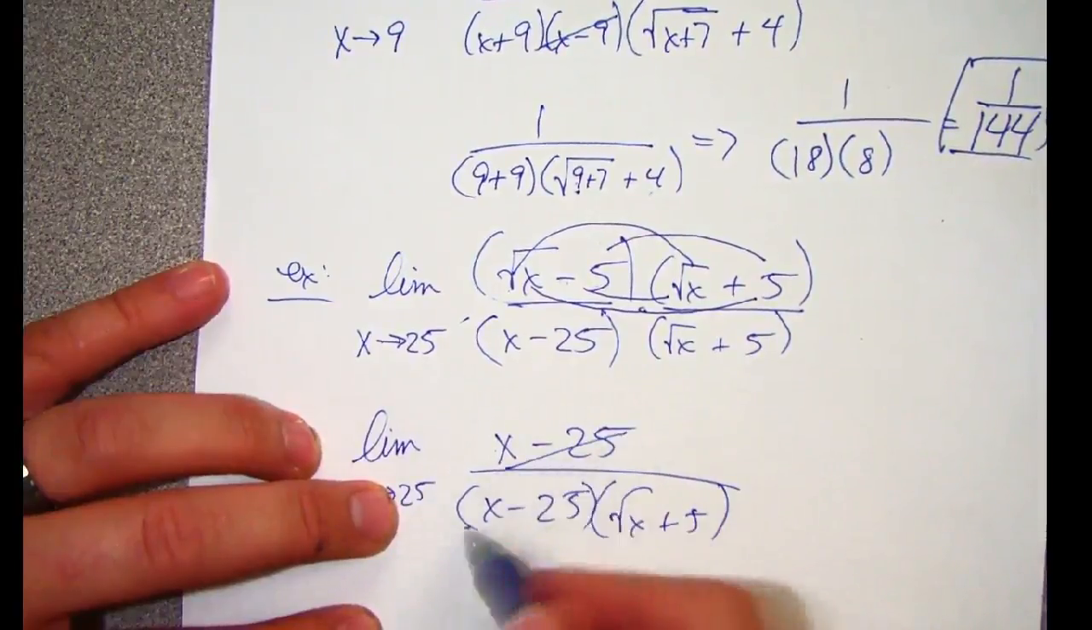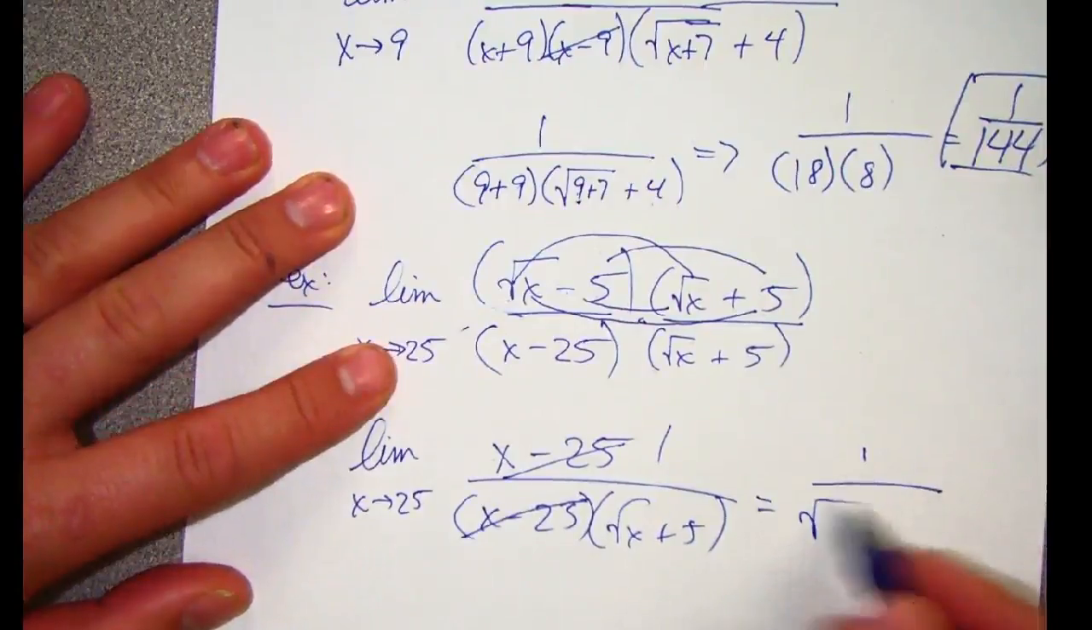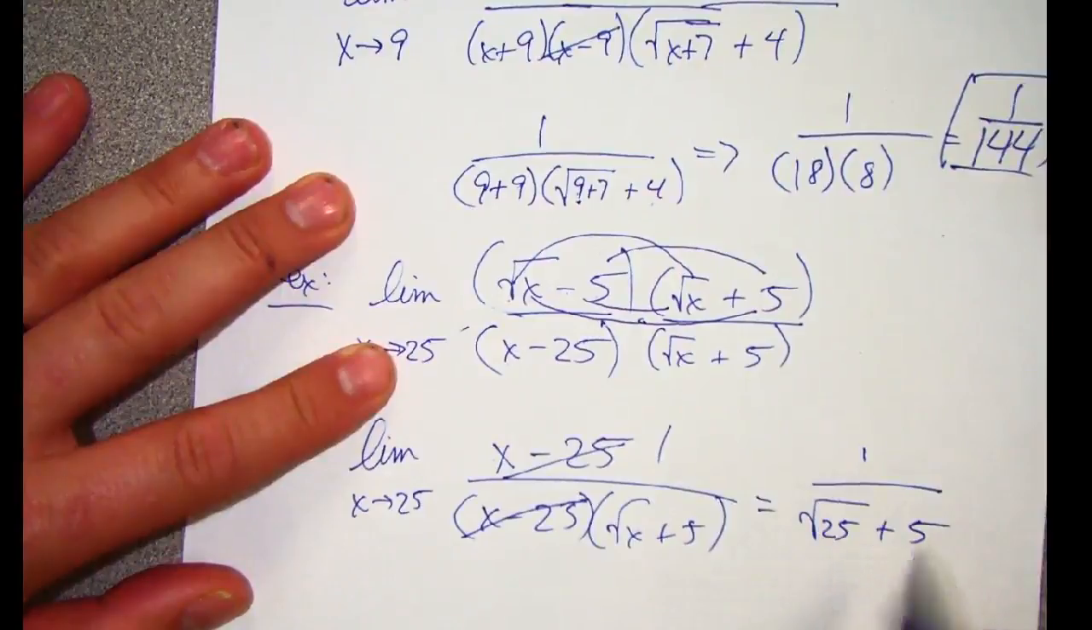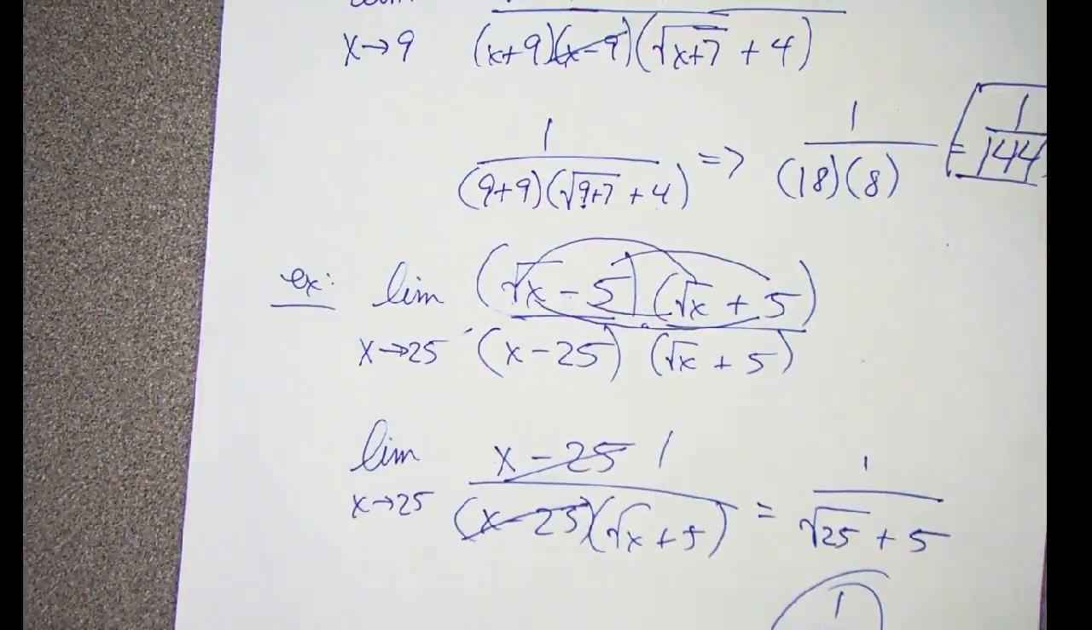So now those just directly go away. I got a 1 on top. I can now just plug in. Square root of 25 is 5, so this becomes 1/10. Alright. So again, we'll look at that tomorrow in class. I'm sure we'll probably go through a couple of those too.